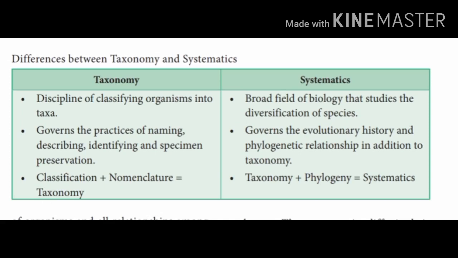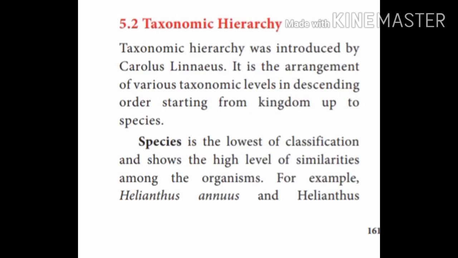Learn this formula thoroughly. Taxonomy needs to be arranged in an order which we call hierarchy, and this was introduced by Carolus Linnaeus with various levels in descending order, starting from the kingdom up to the species. So let's start with the species. Species is the lowest level. It is the first step in classification, and they show a high level of similarity among the organisms. So they are called species.